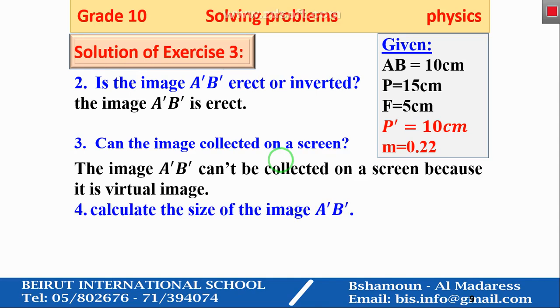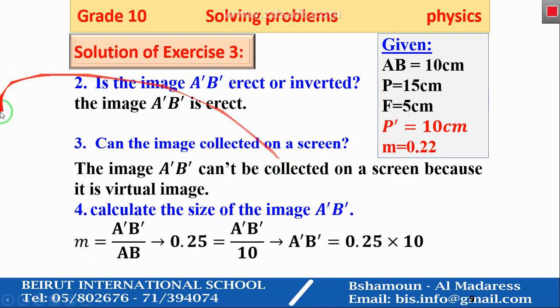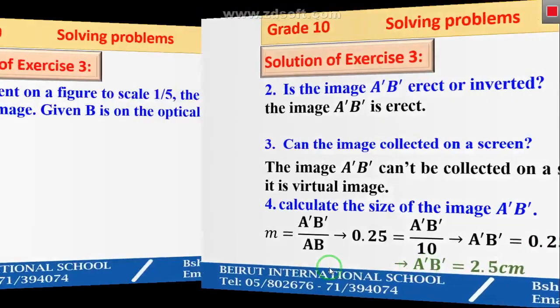To calculate the size of the image A'B', we can use the magnification ratio. This gives us that M is equal to A'B' divided by AB. M is calculated in the previous parts, 0.25. A'B' we want to calculate, and AB is equal to 10. So A'B' is equal to 0.25 times 10. This is 0.25 and not 0.22. So A'B' is equal to 2.5 centimeters.